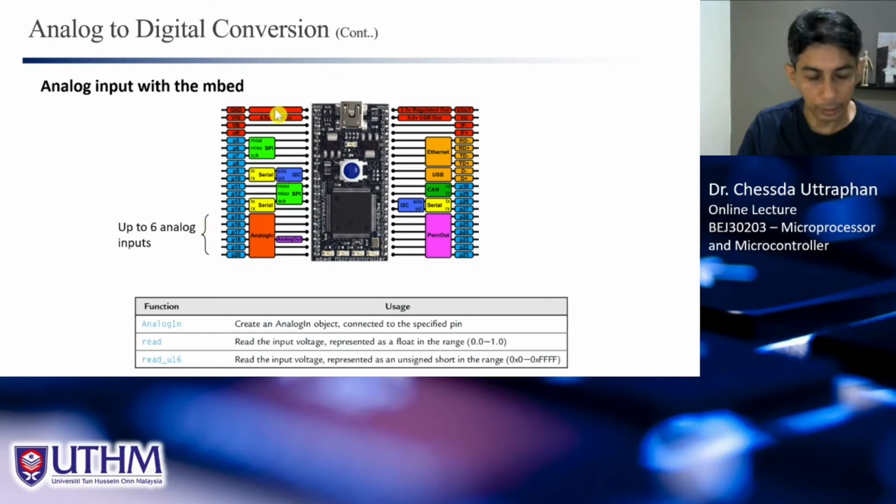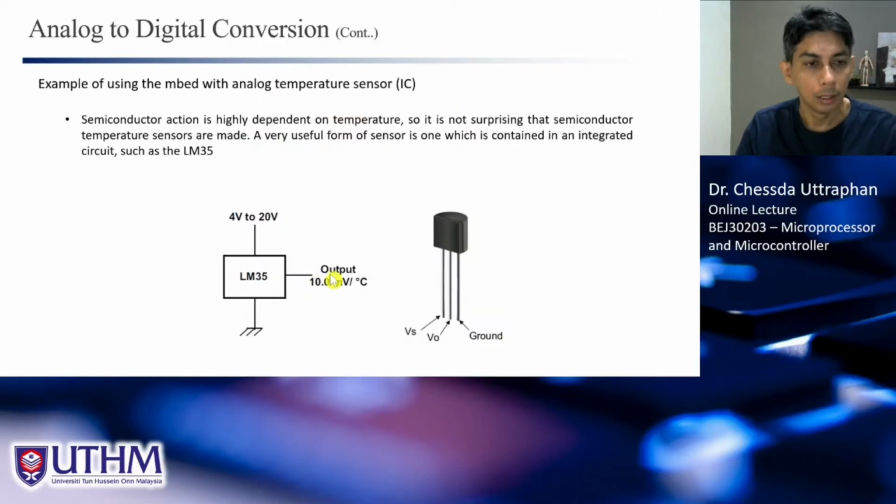And we have learned how to use the ADC in the embedded microcontroller, where we have 6 analog inputs. P15 to P20 are the analog inputs for this embedded microcontroller, and we have 1 analog output, which is P18, where we can convert from digital data, digital representation, into analog voltage through this pin.